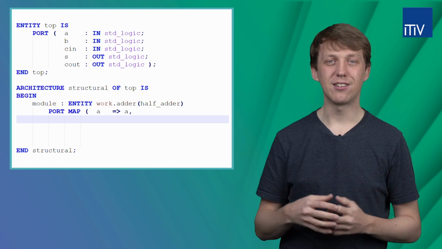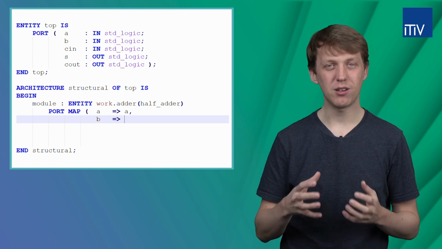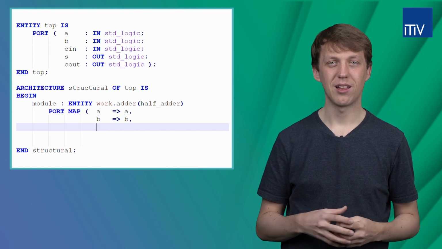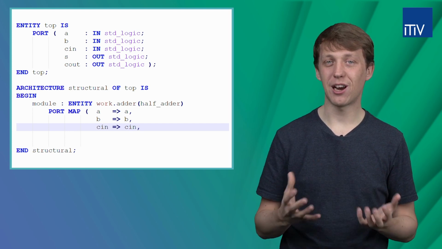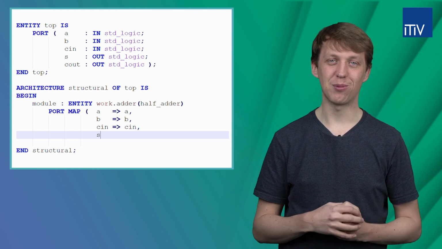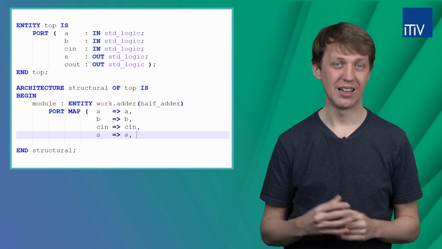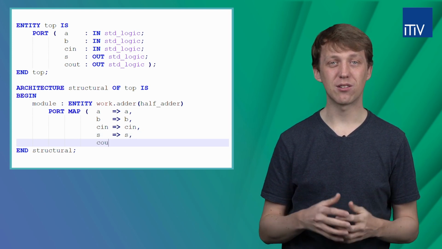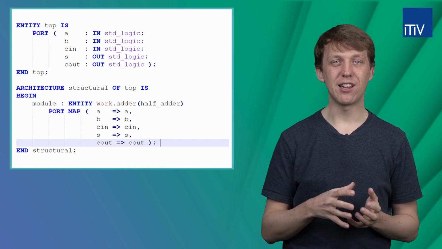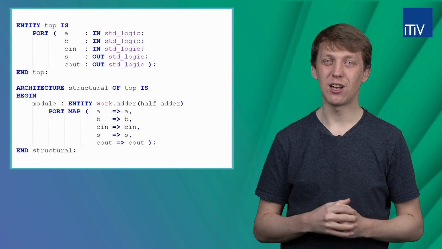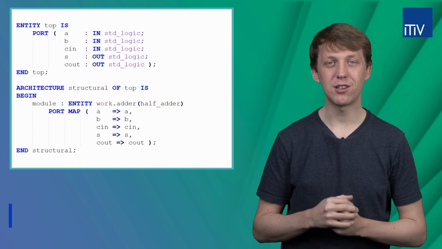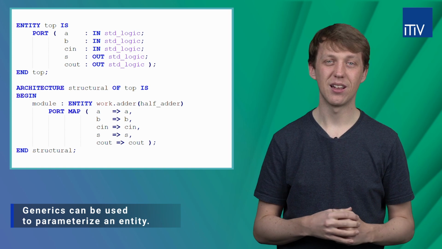Often, architectures might only differ in the bit width of some signals. As an example, we could implement an 8-bit ripple carry adder or a 16-bit ripple carry adder. In this case, the input signals would be a vector instead of a single bit. For this reason, VHDL provides generics to parameterize entities.